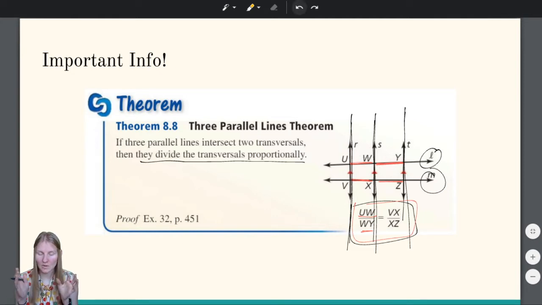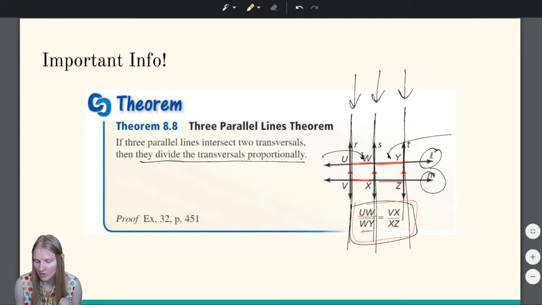So when we're dealing with these problems, don't pay attention to the three parallel lines. Pay attention to the lengths created by these three parallel lines intersecting the transversals. These red segments are the ones that we care about.